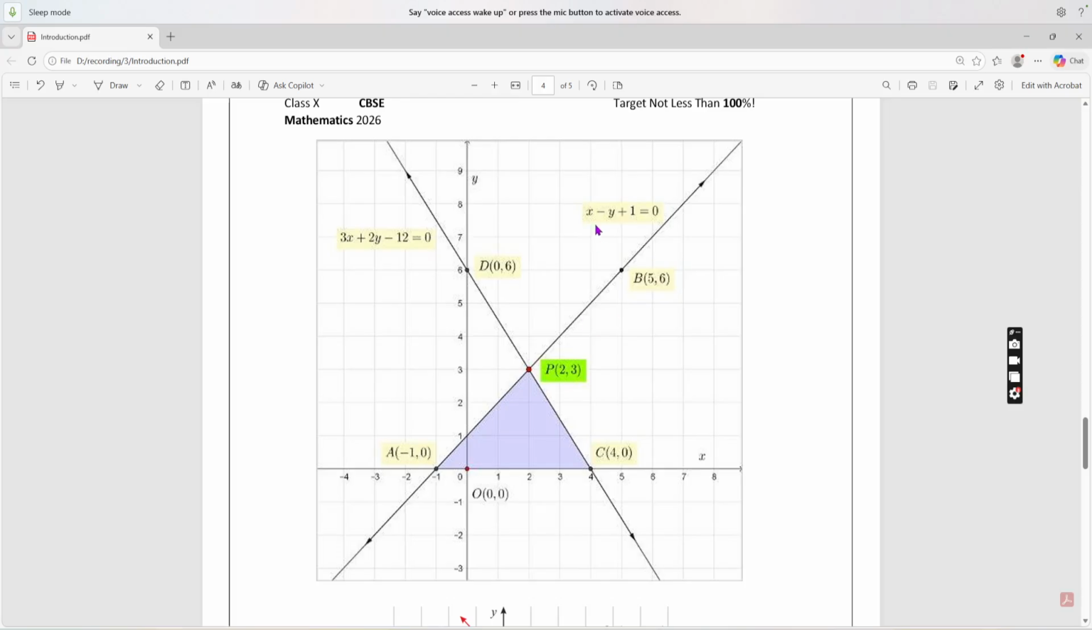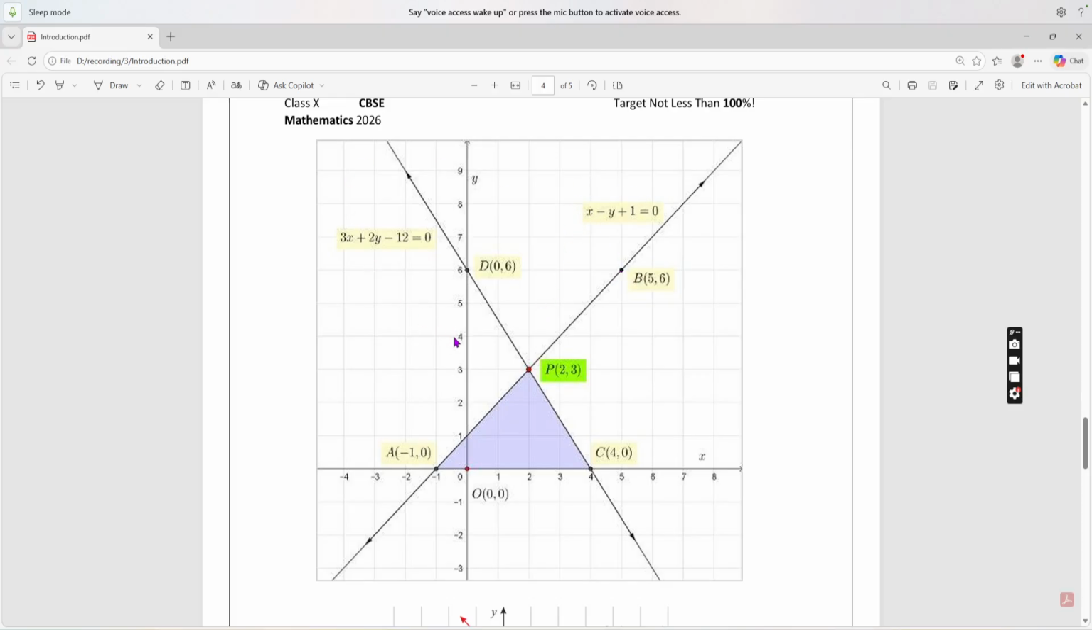How? Just see. Instead of x, I am going to put 2, and instead of y, I am going to put 3. So 2 minus 3 will give us -1. -1 plus 1 is 0. 0 is equal to 0. So this point is also going to satisfy this equation. Now third, I am taking B, that is (5, 6). So 5 minus 6 is -1. -1 plus 1 is equal to 0. So 0 is equal to 0. So capital B, which is (5, 6), is also going to satisfy this equation.